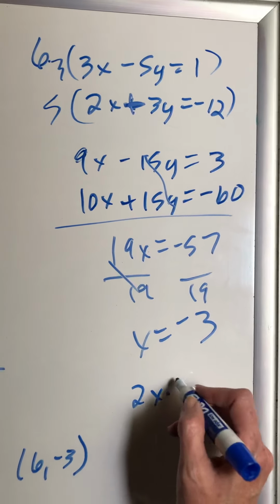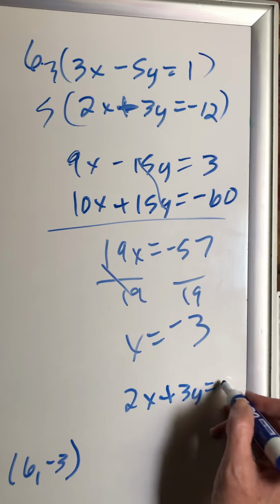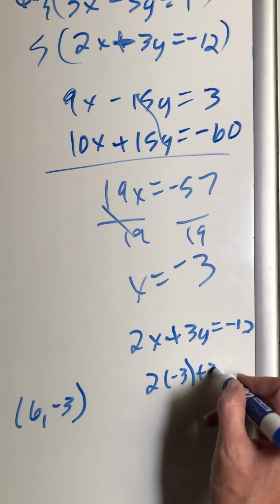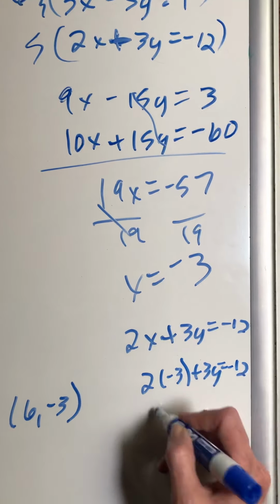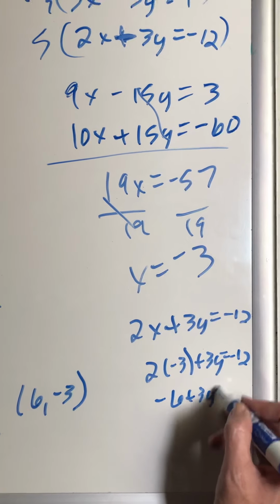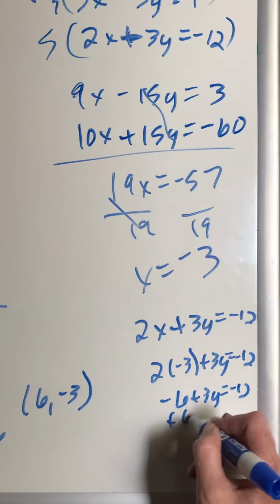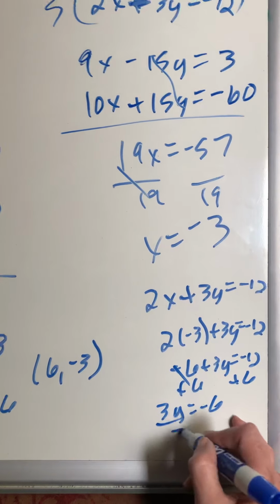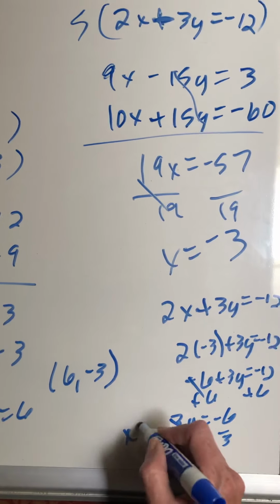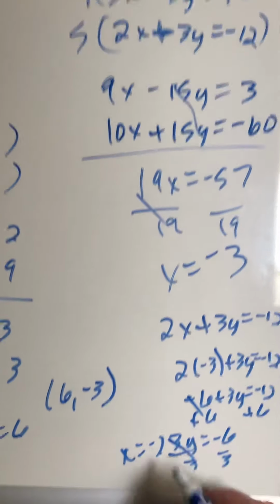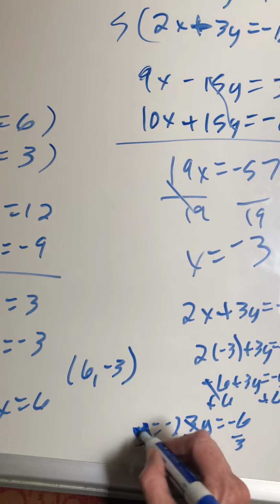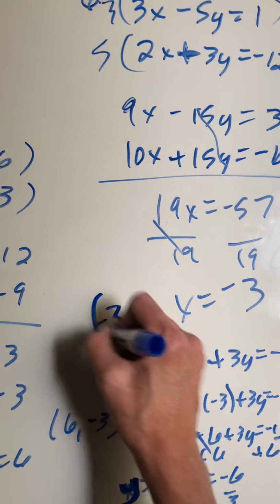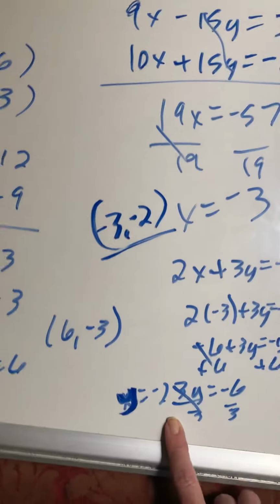Now I'm going to use the 2x plus 3y equals negative 12. And I'm going to have 2 times negative 3 plus 3y equals negative 12. So negative 6 plus 3y equals negative 12. Add 6. So 3y equals negative 6. Divide by 3. So y is negative 2. Sorry, I said x, that's y. So then your answer is negative 3 comma negative 2. Gotta put it in parentheses.